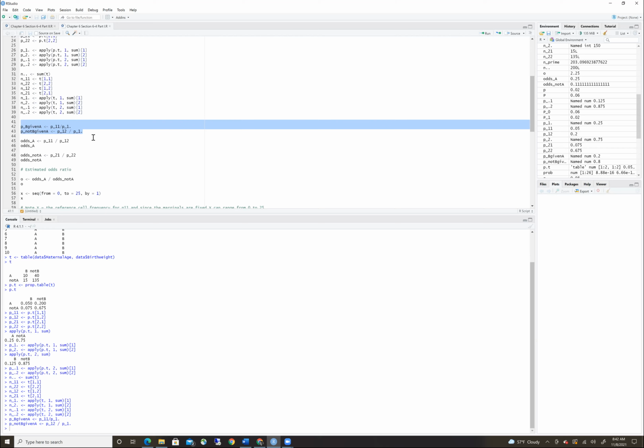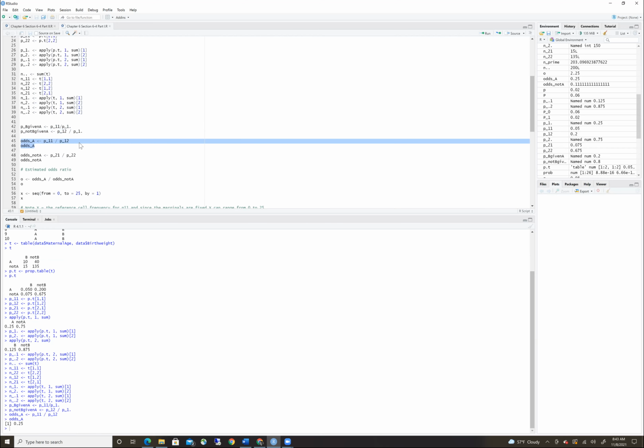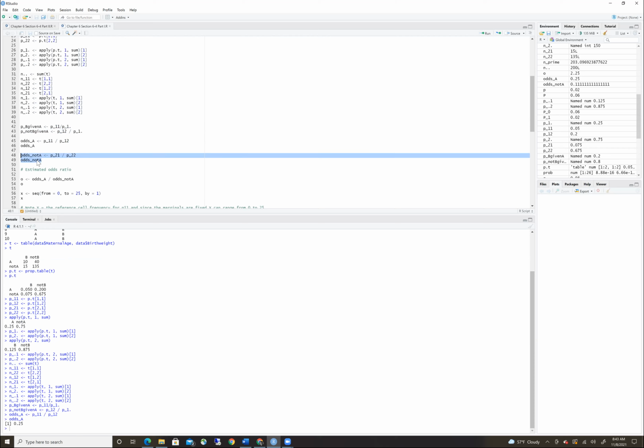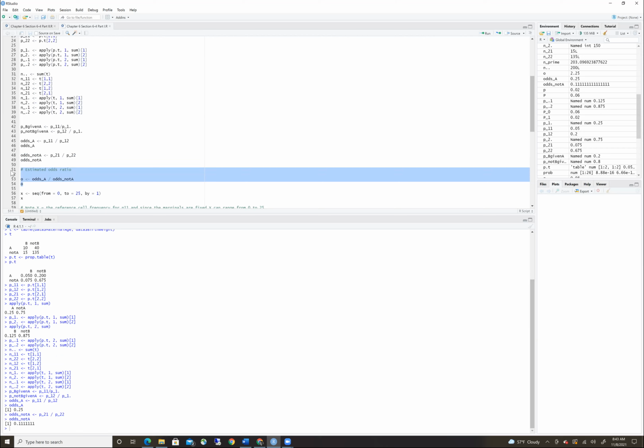The P1 dots, when you divide them, essentially equal 1, so they're not relevant to getting the odds of A, and I'll just get P11 divided by P12, and I get 0.25. Similarly, I can get the odds of not A, by doing the probability of B given not A divided by the probability of not B given not A, or P21 divided by P22. To get the odds ratio, I divide the odds of A by the odds of not A, and I get an odds ratio of 2.25.